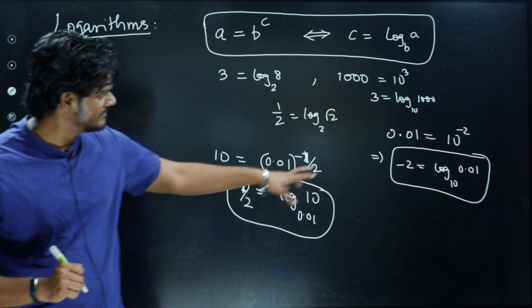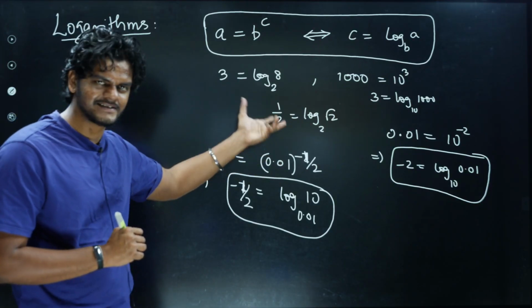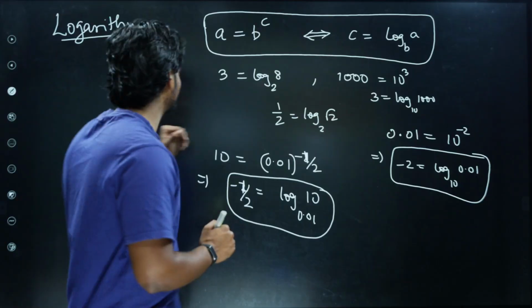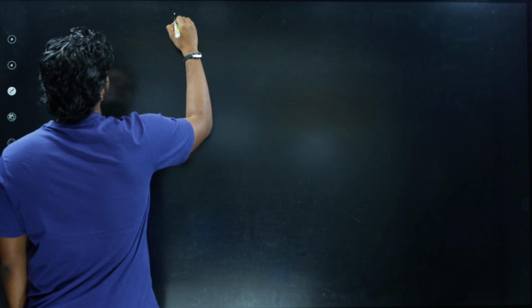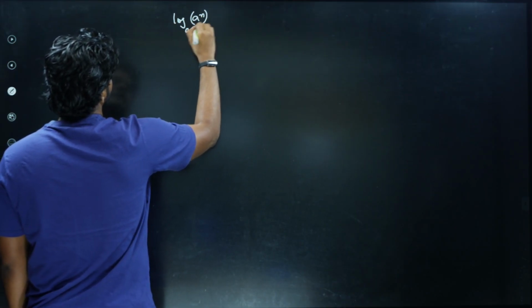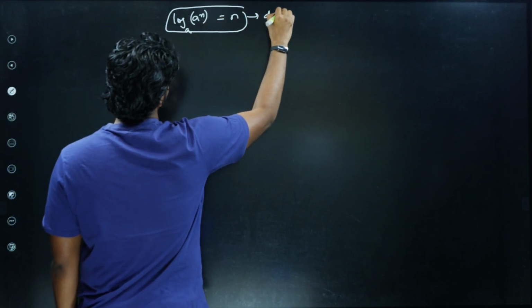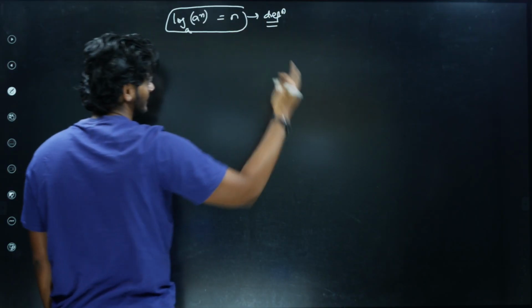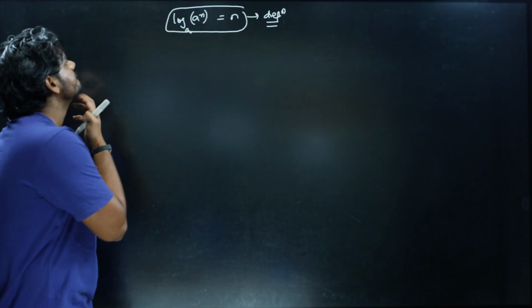So you must notice one thing. A few properties we have already seen right here. Log a power n base a is equal to n. This is by definition. Basically, we are writing the definition in a different way. That's it. Nothing else.